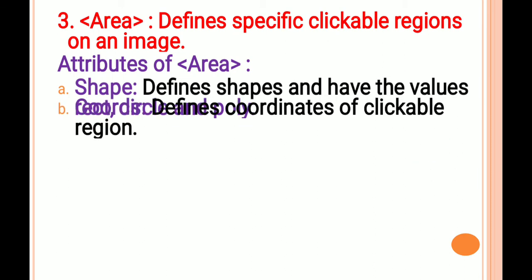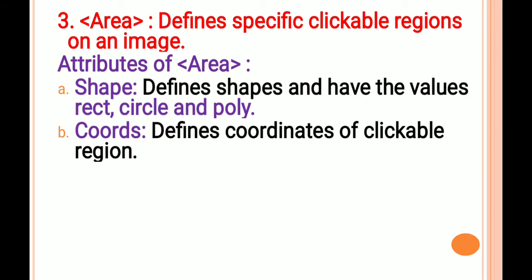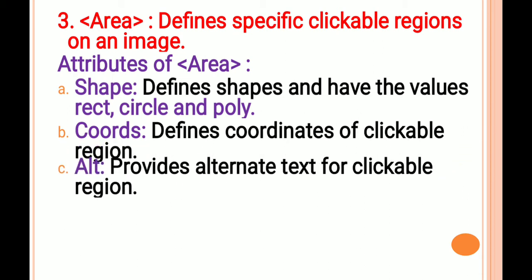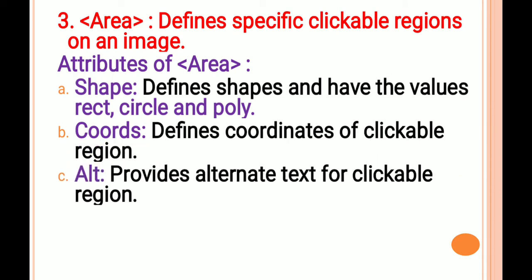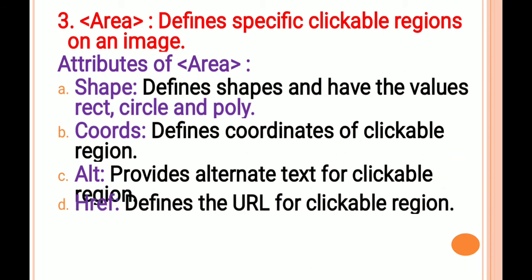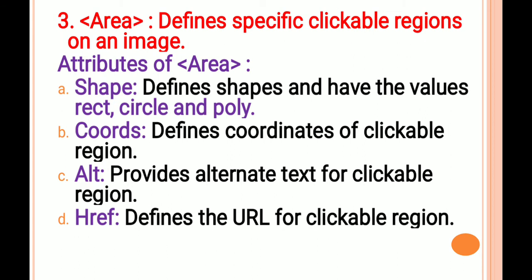The other attribute is coords, which defines the coordinates of the clickable region. Another one is alt, which provides alternate text for the clickable region. The next one is href, which stands for hyperlink reference, or you can say hypertext reference, which defines the URL for the clickable region. These are nothing but the attributes of area tag.